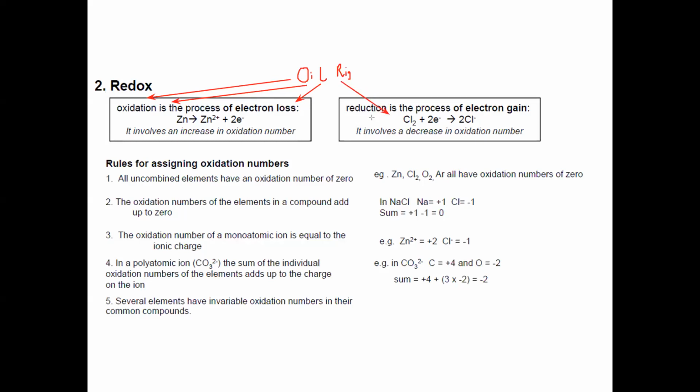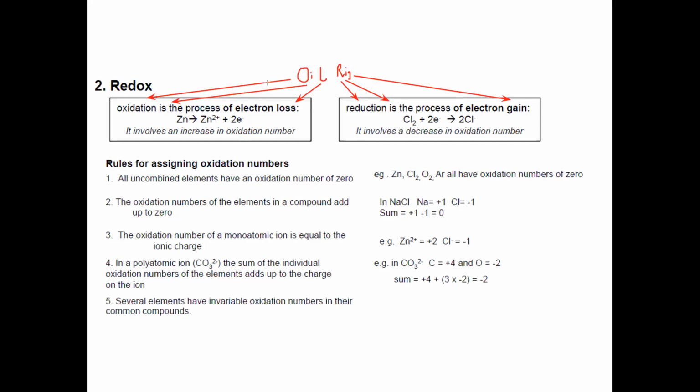What about reduction? R in RIG stands for reduction, I stands for is, and G stands for gain. So when something gains electron, we call that reduction. And a reaction in which both oxidation and reduction happen, we call a redox reaction. In this topic, we will discuss the oxidation numbers and identifying the changes in oxidation number, and using the change in oxidation number, we can identify whether there's an oxidation or reduction or if there's no change.